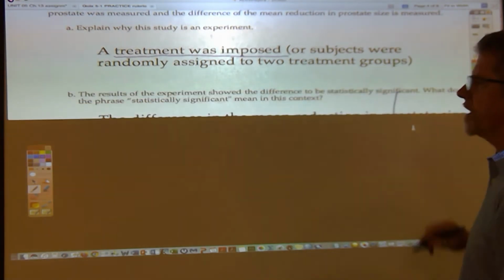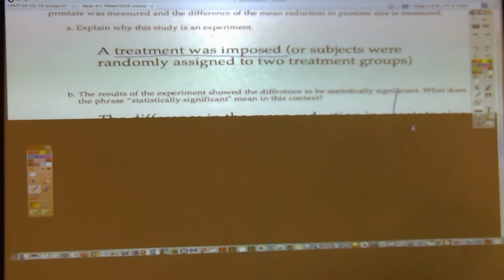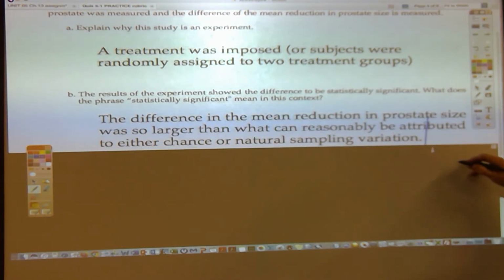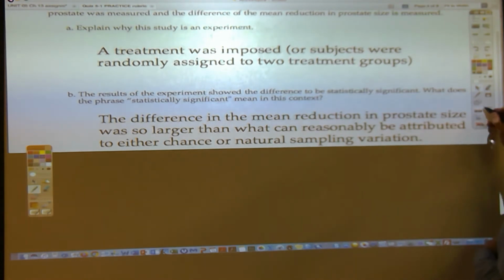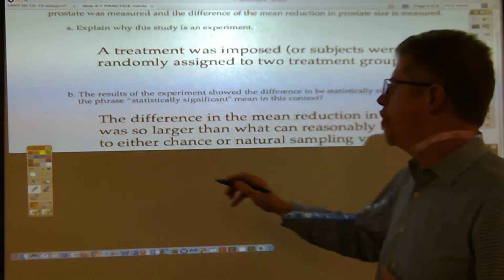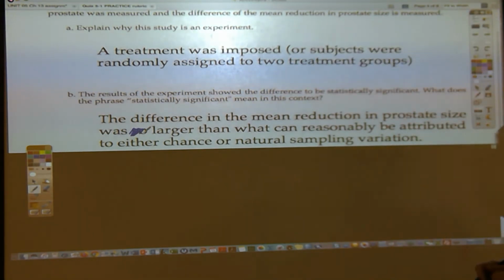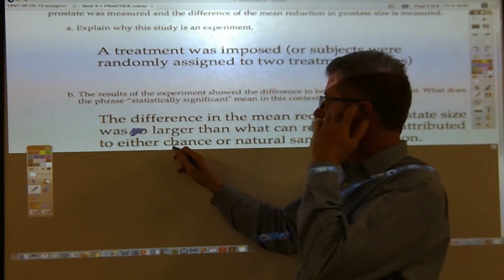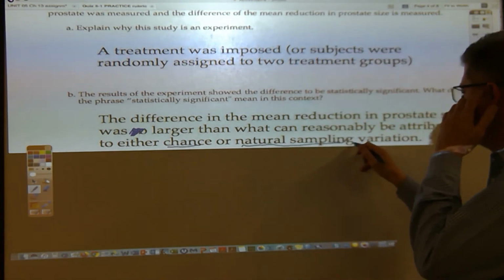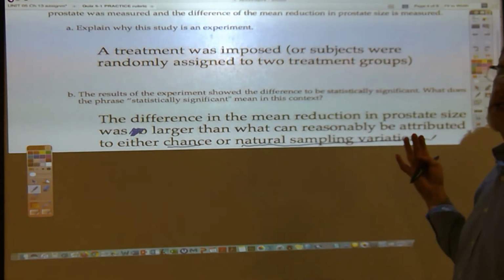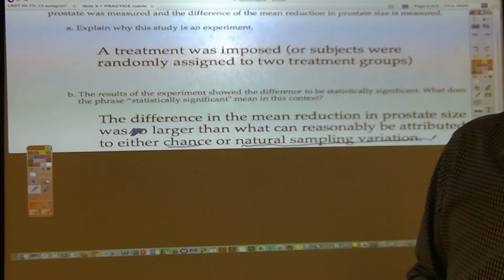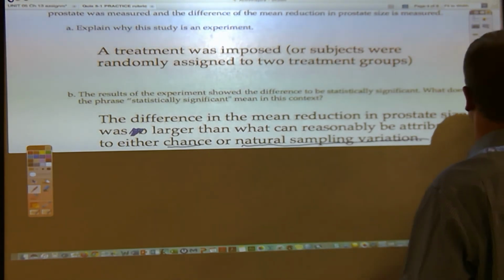Part B, the results of the experiment showed the difference to be statistically significant. What does that mean? It means that the difference in mean reduction in prostate size, and I think there's a typo here, was larger than what can reasonably be attributed to, you can say, chance, or you can say natural sampling variation. That's just your script for the phrase statistically significant, nothing fancy there, just applied to this context.